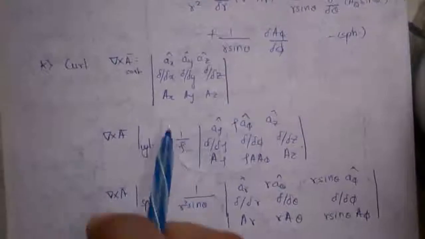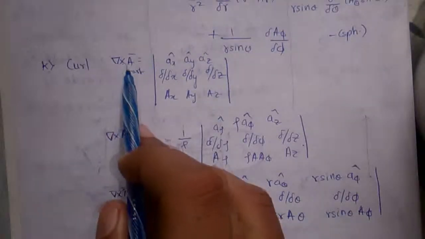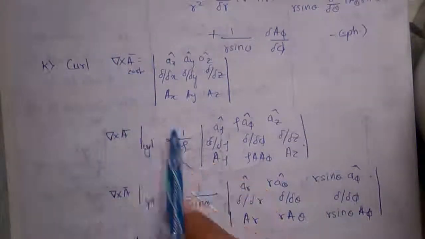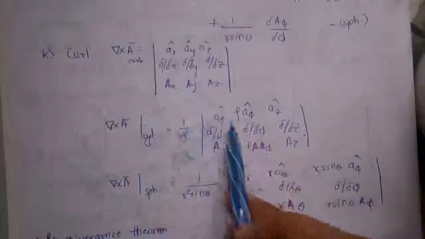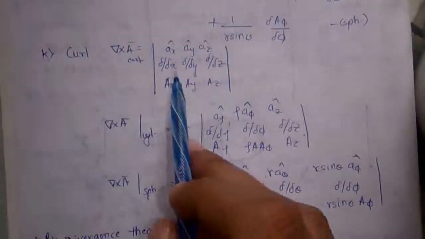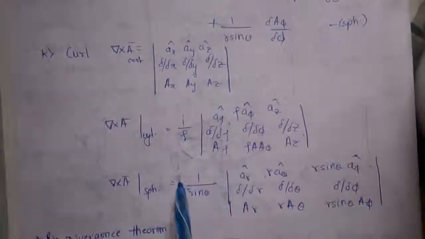Curl is nothing but the cross product. Now it is del cross A bar of any vector, and here are the formulae for all the three coordinates: Cartesian, cylindrical and spherical.